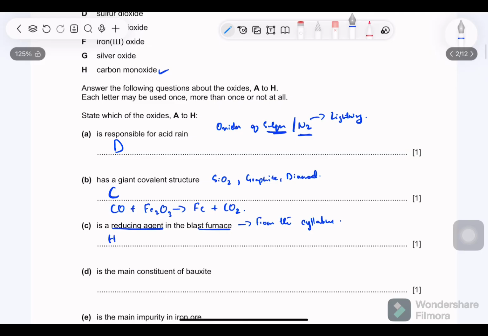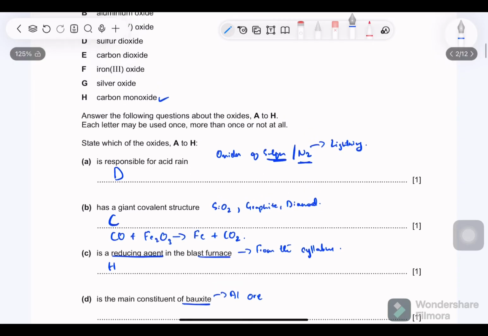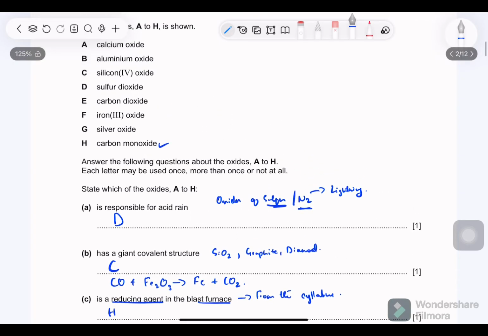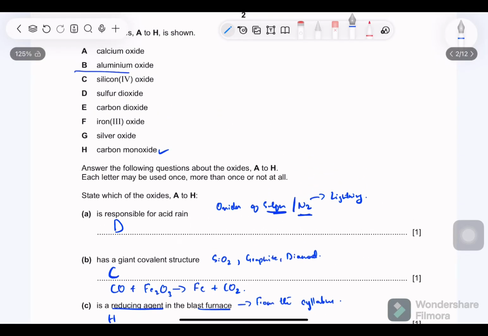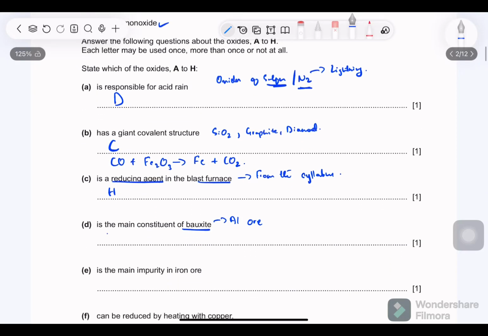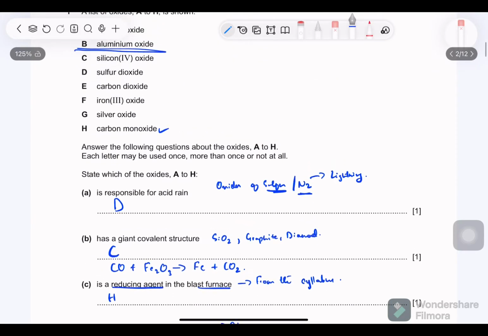Next is the main constituent of bauxite. Bauxite is the aluminum ore. So the aluminum ore is obviously aluminum oxide, which is the letter B.